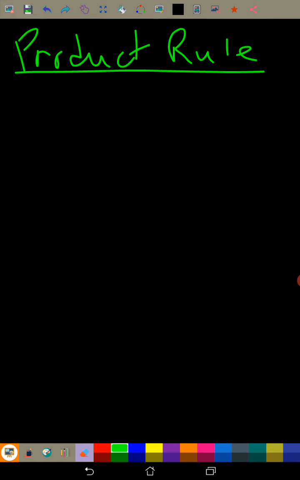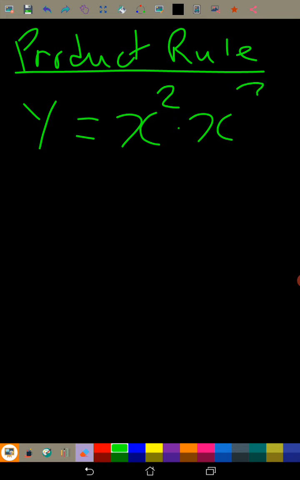The power rule, and the product rule, these are the important ones. So here we have a product. We have, for example, y is equal to x squared times x cubed. This is a power rule.